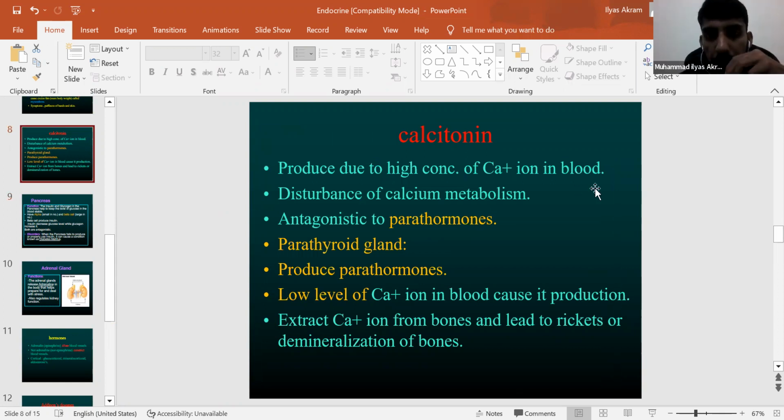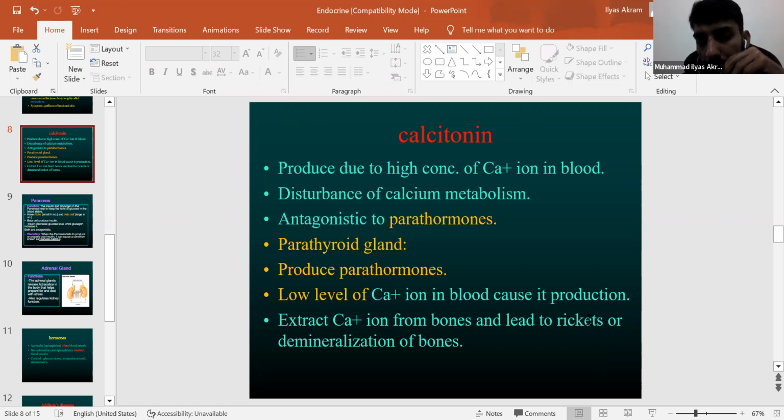I said that calcitonin works antagonistic to parathormone. Calcitonin is produced when there is a high level of calcium in the blood, while parathormone is induced when there is a low level of calcium in the blood. When parathormone is produced, it extracts calcium from the bones. Bones have calcium carbonate molecules, so parathormone breaks down the calcium carbonate into ions, and the calcium ion is sent into the bloodstream.